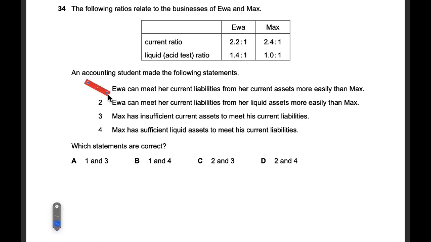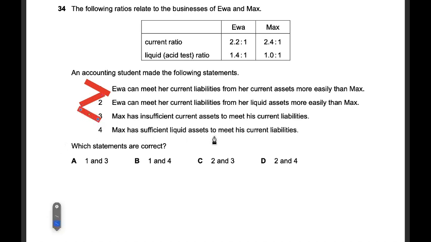Eva can meet her current liabilities from her liquid assets more easily than Max. Liquid assets is liquid ratio. And that is true. Max has insufficient current assets to meet his current liabilities. That is false because he has a 2.4 to 1. That is a very high ratio, first of all. But then this is wrong because he does have enough current assets.